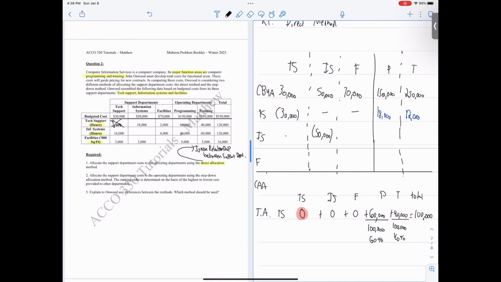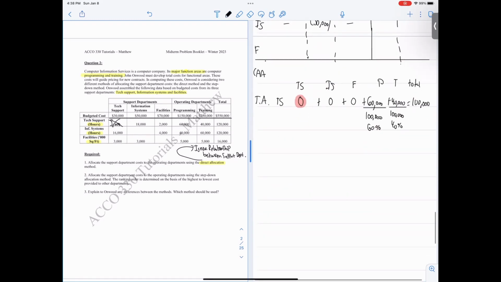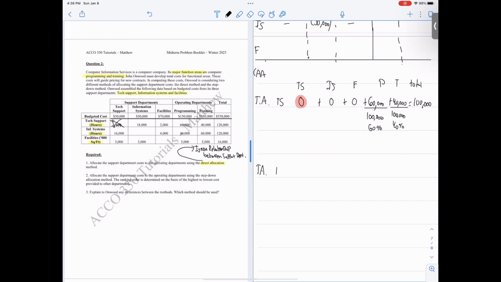Okay, now we're doing the direct method, so we ignore the relationship between support departments, right? So even though information systems helps tech provide them 16,000 hours and facilities provide them 4,000 hours, we ignore the relationship between support. Okay, so let's go build our total allocation now that we're going to use for IS. So first off, how much does IS help tech support? Nothing, because we're doing the direct method.